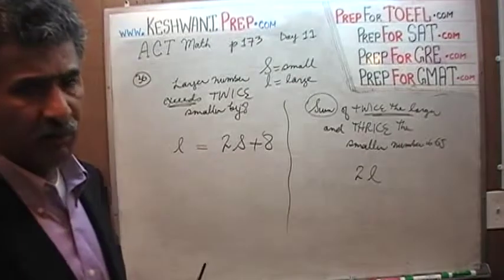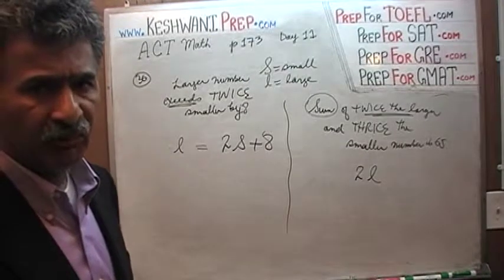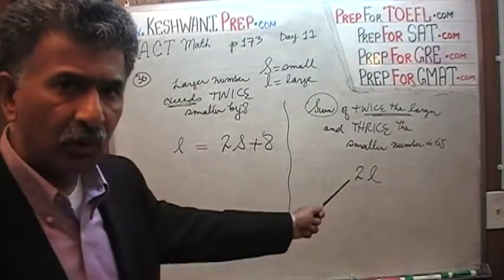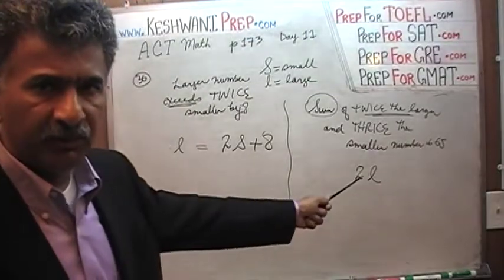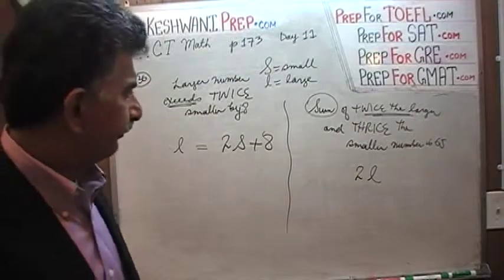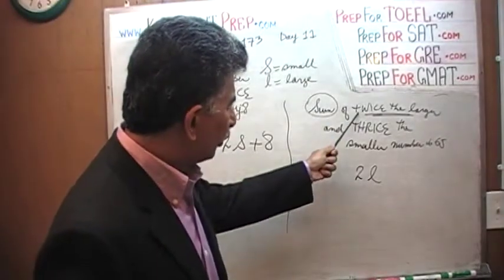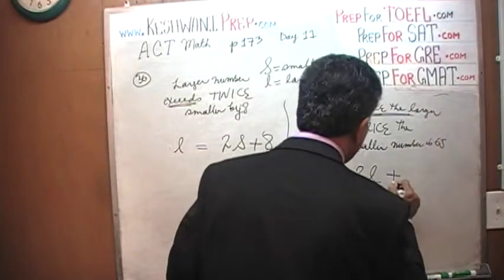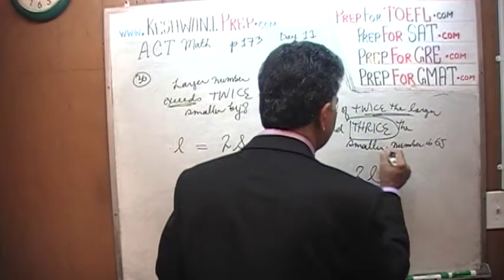Don't use x and y, because then you have to remember whether x was a small number or y was a small number. I just made an error, but I caught myself right away, because it makes no sense for me to say that s represents a large number. Sum of twice the large number, so that's twice the large number, and thrice the smaller number.